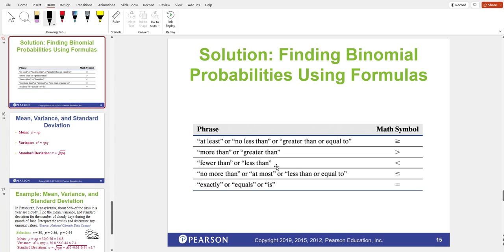So I gave you a little table that tells you what symbol to use based off the wording of the problem. So if you see something like fewer than, and that's what we just did, it was a less than symbol. More than is a greater than symbol, and so on. So you can look at the words and match it up to the wording in the problem.